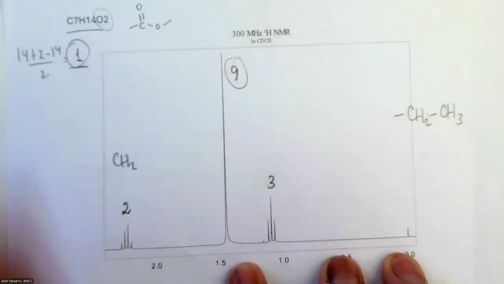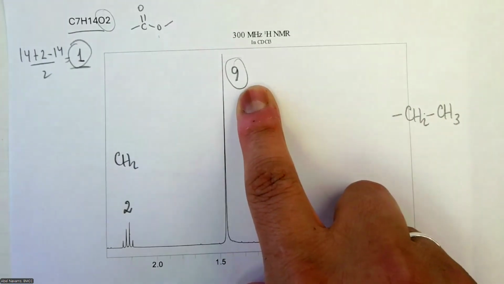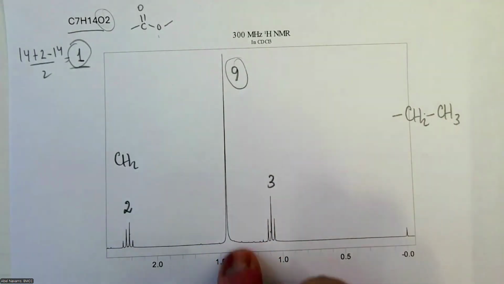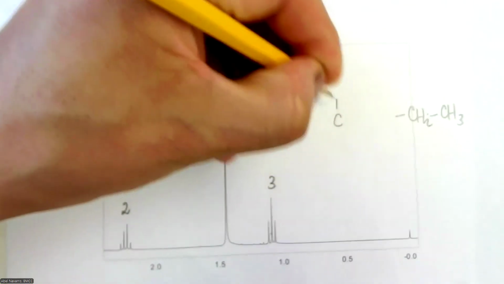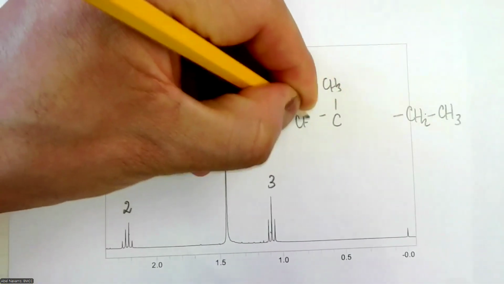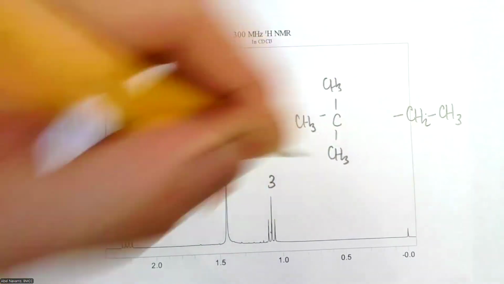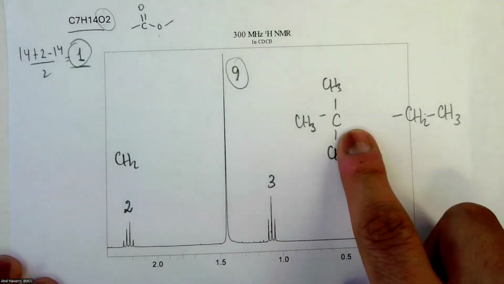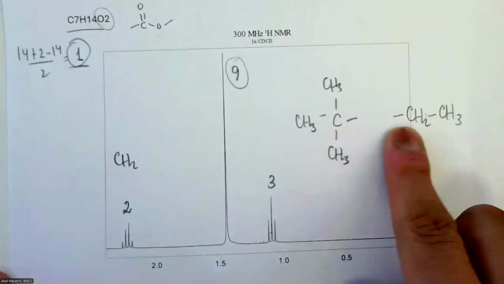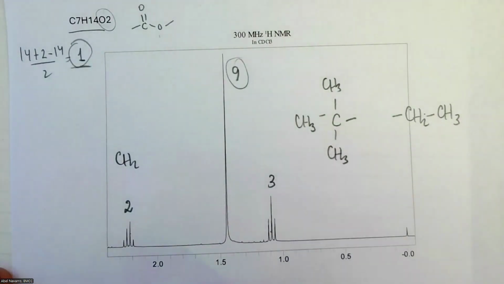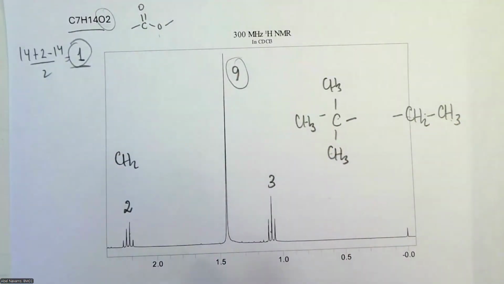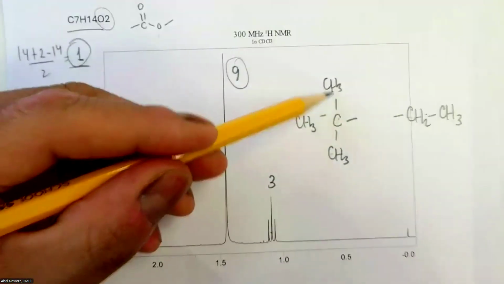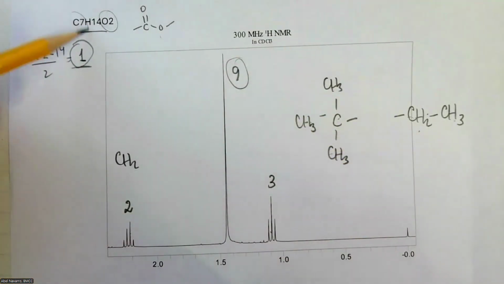What else do I have? Oh, 9 hydrogens. Who is 9 hydrogens? Tall singlet, 9 hydrogens. Terbutyl. Yes, terbutyl. That terbutyl, of course, has a neighbor, and then that ethyl is by itself. So far I have how many? 1, 2, 3, 4, 5, 6. I'm missing 1 carbon, right? 1, 2, 3, 4, 5, 6, and then I have 7 carbons.